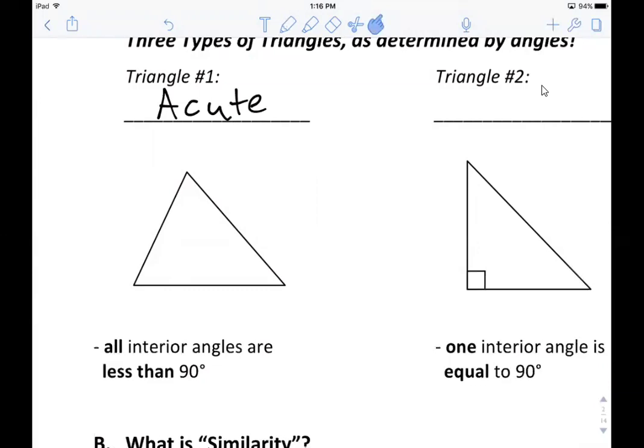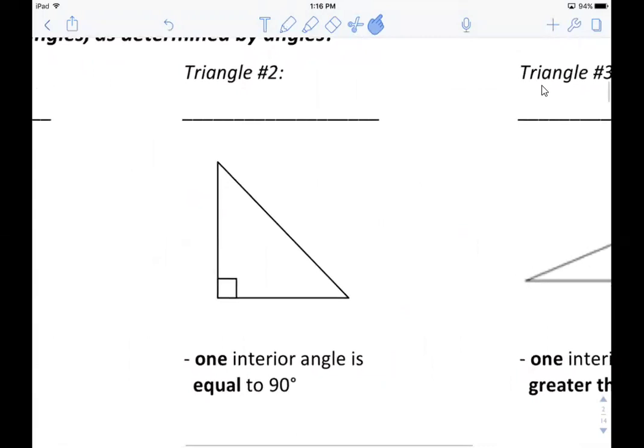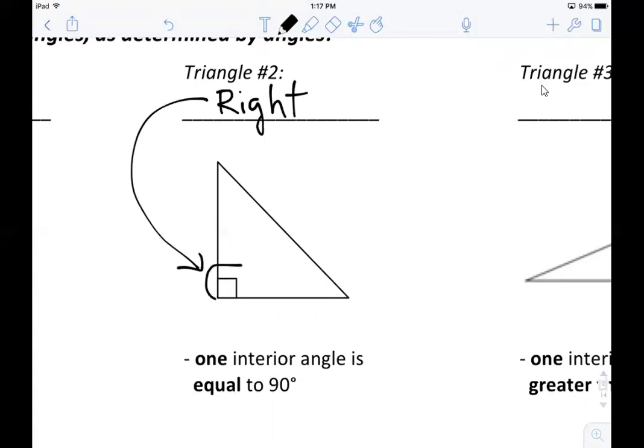Sometimes, though, not all the angles are less than 90. So what about if we have a triangle where one of the angles is exactly 90 degrees? Well, another name for a 90-degree angle is a right angle. And so we actually call these triangles right triangles because they have a right angle in them. And of course, that right angle, I'm sure you've seen this symbol before, is often represented with that little square where you see the angle.